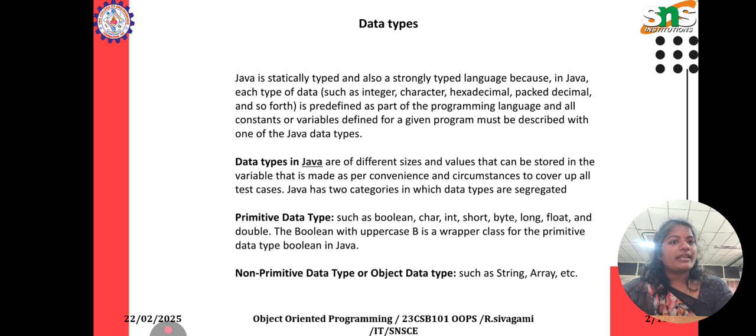Java has two categories in which data types are segregated: primitive data types and non-primitive data types. Primitive data types are boolean, character, int, short, byte, long, float and double. These are all the primitive data types. Boolean with an uppercase B is a wrapper class for the primitive data type boolean in Java. The next one is non-primitive data types, such as string, array, etc.